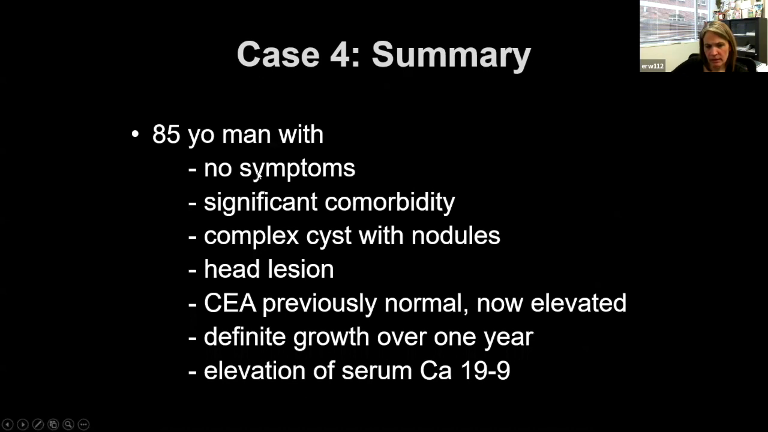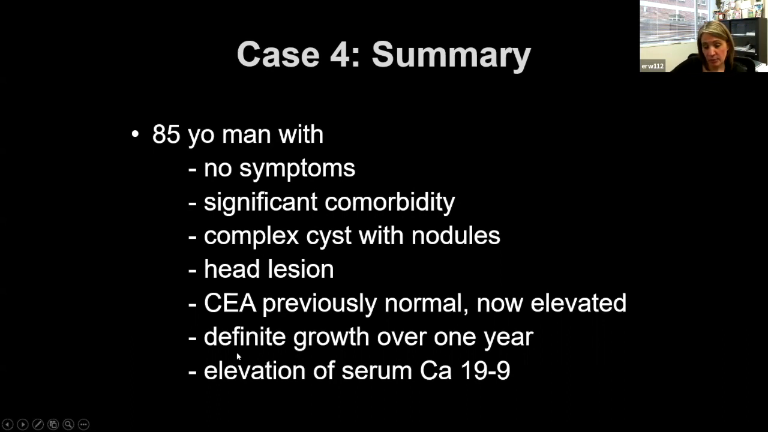So he has no symptoms. The pain went away and was thought to be early diverticulitis. He has significant comorbidity. It's a complex cyst that has solid nodules. The lesion is in the head. His CEA is now elevated, and the question is, which do you believe? He had mucinous cells on each, so I think we tend to ignore the CEA in this situation.